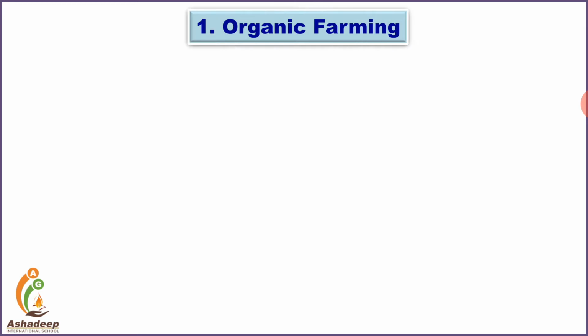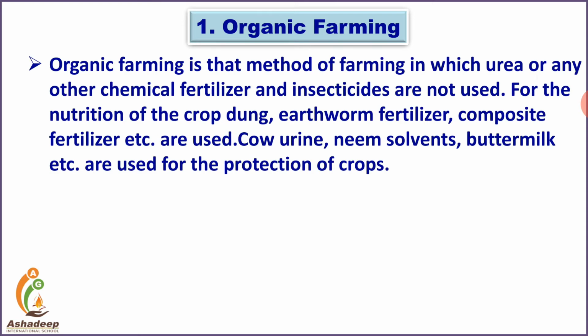The very first one is organic farming. The name itself indicates that it is a farming method in which urea or any other chemical fertilizers and insecticides are not used. That means while practicing farming on the basis of the organic method, the farmer will not use any kind of chemical fertilizers or chemical insecticides. Why? Because in these methods they mostly rely on natural elements which help in farming.